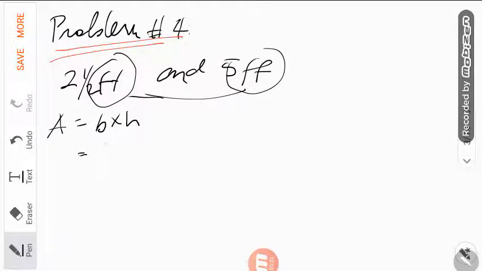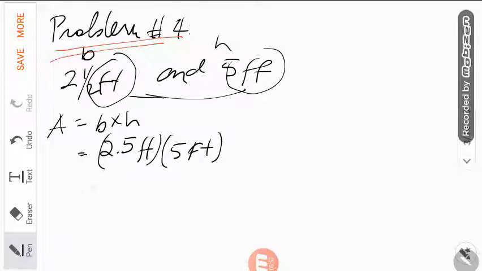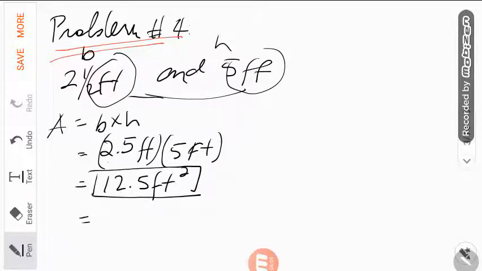So I will use this as base and this as height. You have 2.5. For me, I would turn that into a decimal with its unit. And then this is a whole number with its unit, just as it is, feet. So then this multiplication will be 12.5 for area, and this would be square feet.